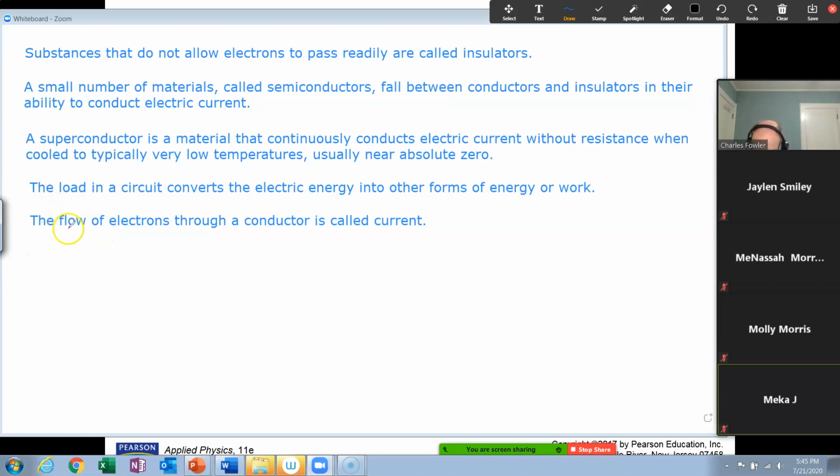So the symbol for current is I, capital I, and I do not know where that came from. It may be the French word for current starts with I. Could be the Latin word for current starts with I. I don't know. Sometimes it is given as a little lowercase i, so we expect that too. Excuse me, I got to sneeze again. Sorry.